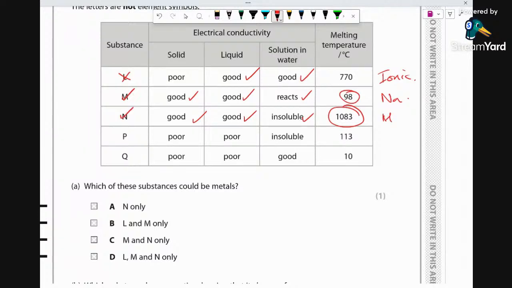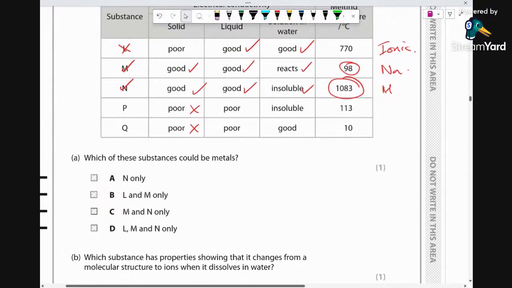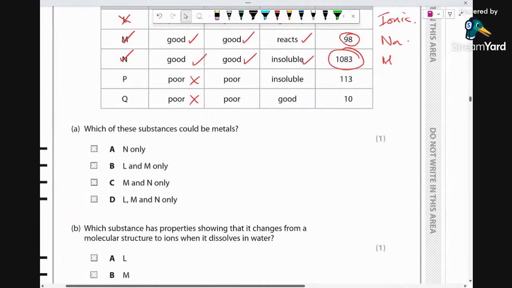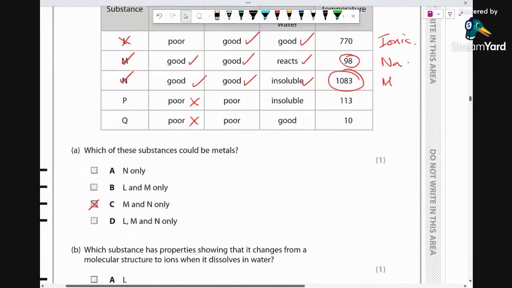Tick. Next, poor in solid. No, that eliminates it, by the way, because we know one of the key properties of metals is they conduct electricity when solid. So the answer is going to be M and N. So M and N only. Going to go for C. Yeah, you can't have a metal with a poor conductivity.